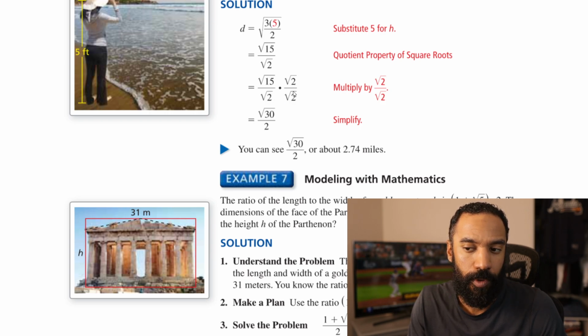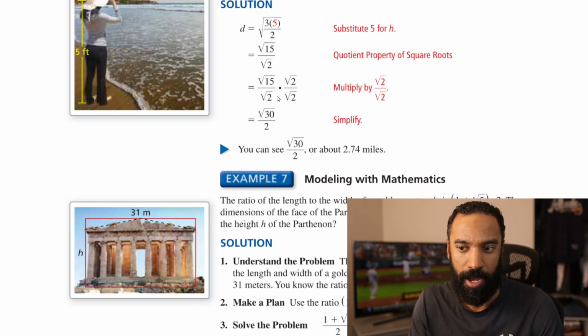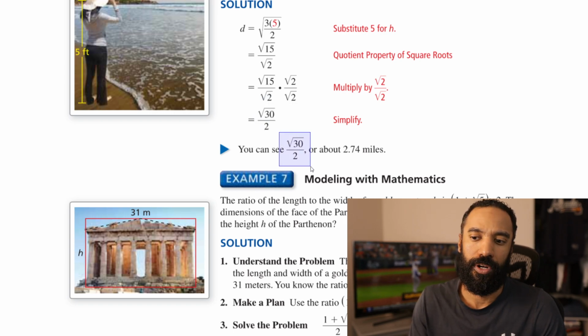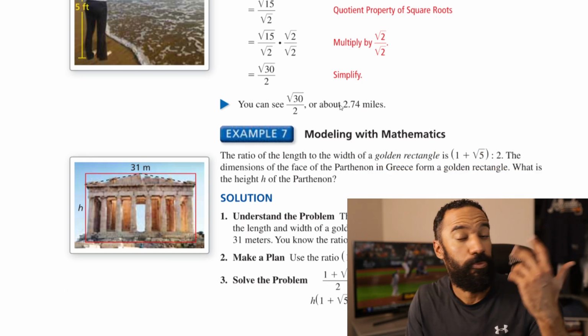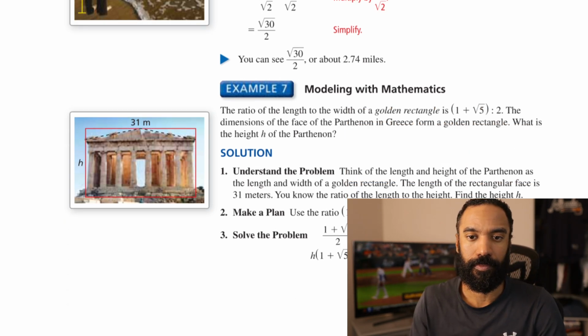But we rationalize the denominator by multiplying top and bottom by whatever that denominator is, root 2. You get root 30 over 2. Root 30 can't simplify, so you get just root 30 over 2. About 2.74 miles. Who knew? Who knew, what do you think?